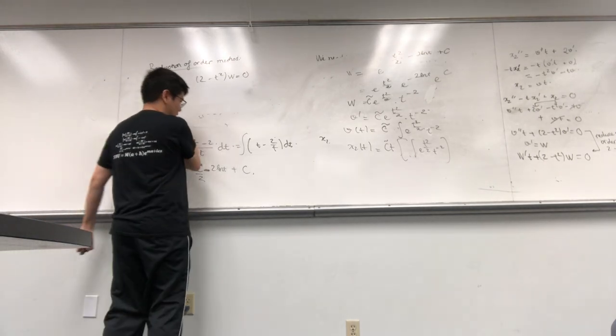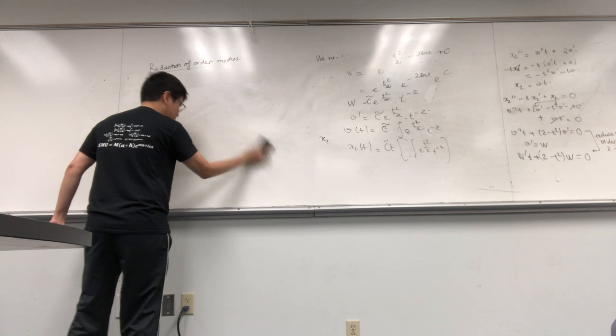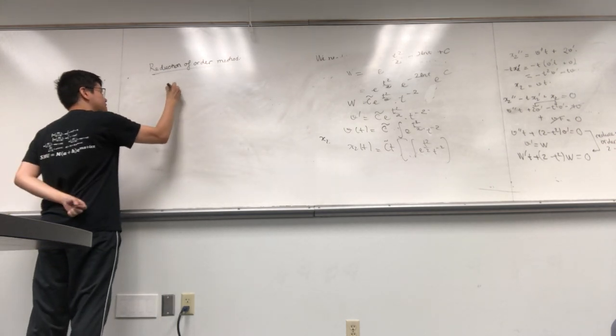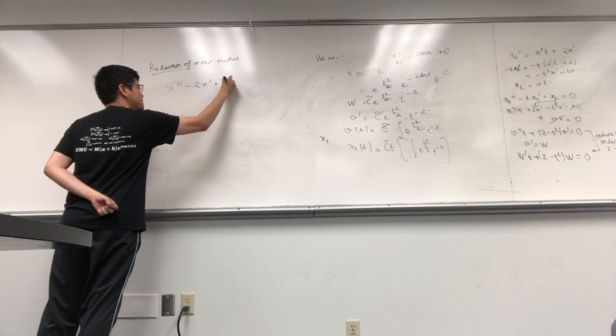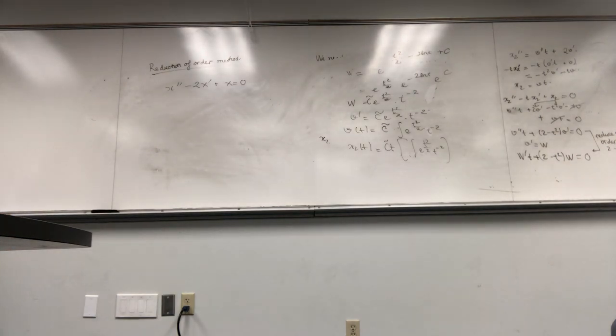Now, let us consider one last example. You have x double prime minus 2x prime plus x equal to zero, right? That's good. So can you tell me what is the solution x1?